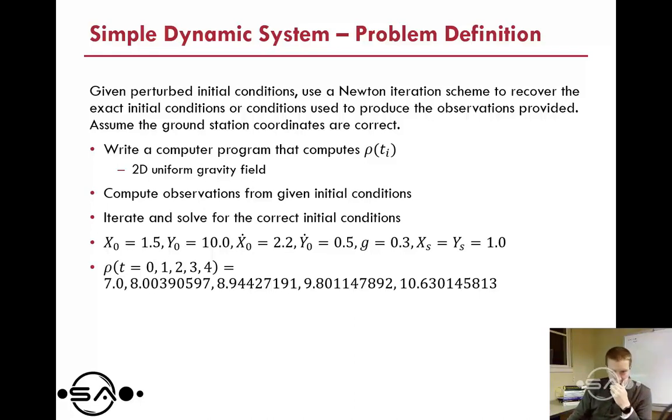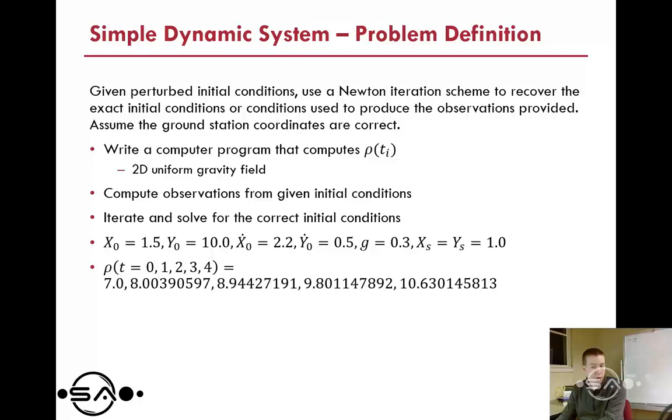You're going to assume that the ground station coordinates are correct. You're going to write a computer program that computes the range from the initial state vector. You're going to compute the observations from those given initial conditions, and then iterate using that Newton-Raphson or Newton iteration scheme and solve for the correct initial conditions.